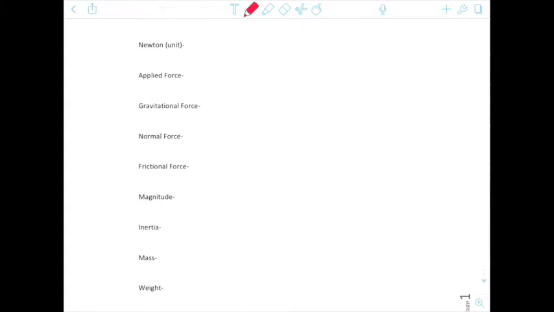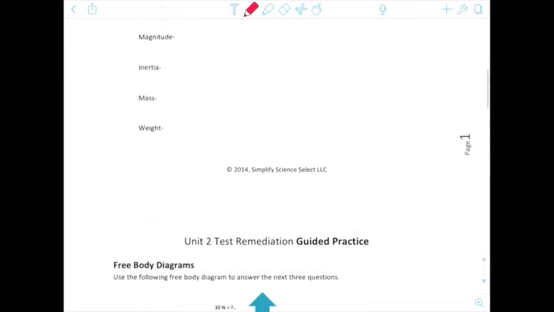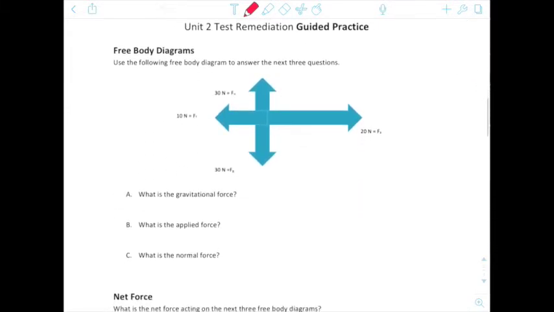And then we have frictional force. Frictional force is caused by friction. It's caused by not being able to slide on something easily. Magnitude. Magnitude is a scalar quantity. It only has the number. It doesn't have direction. Inertia. Inertia is the ability of an object to just want to stay in motion. Mass is the amount of matter. Weight is a product of your mass times the gravitational force. Those are some academic vocabulary that you need to know.